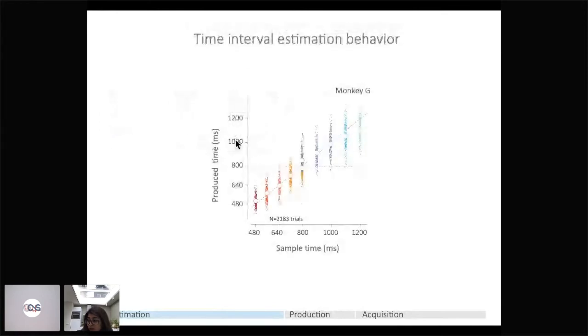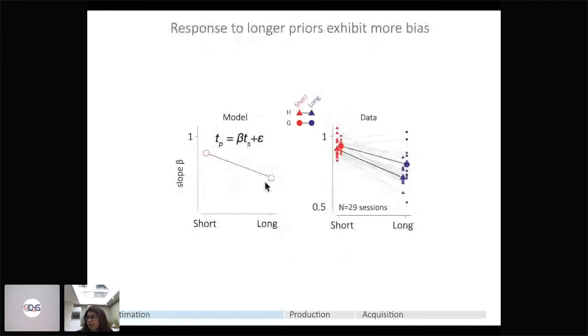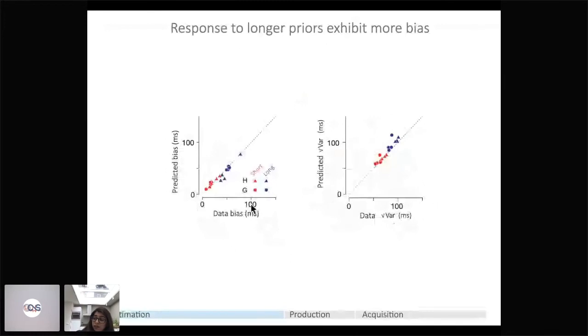What we see over here are the average responses of one of the monkeys. And we replicated the same in the others. And I'm going to superimpose onto this a line which represents the Bayesian estimate matched to the Weber fraction of the monkey. So we did a lot of detailed analysis into this, but let me just take you through the whole gamut of results. Here is where we look at the slope of the longer prior compared to the shorter prior, and you see that this is entirely consistent with the model predictions. And finally, we can directly compute the bias and the variance in the data and compare that to the model.